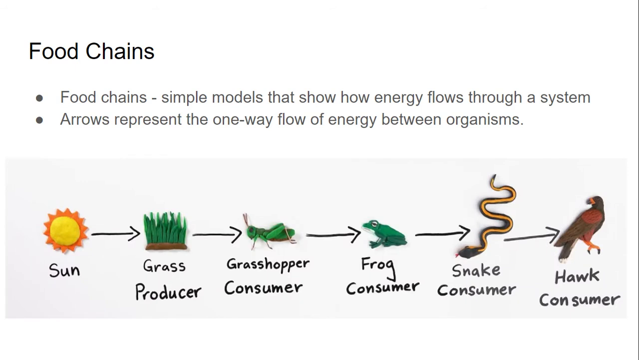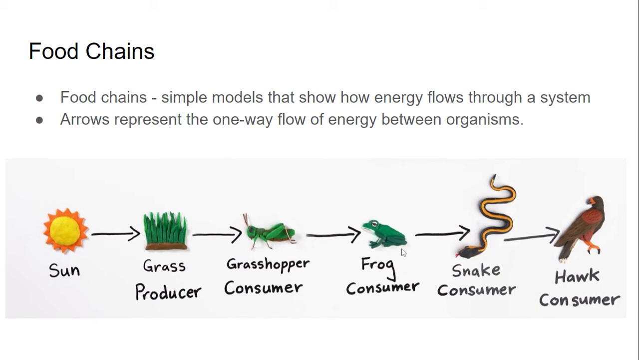So if I look at this picture right here, I mentioned that the sun is the basis of all energy. It provides energy to the grass. So this arrow is actually showing that the grass is receiving this energy. Then you have your first consumer, which is a grasshopper. The grasshopper is actually eating the grass, but the arrow is still pointing this direction because it's showing that they are gaining energy from the grass.